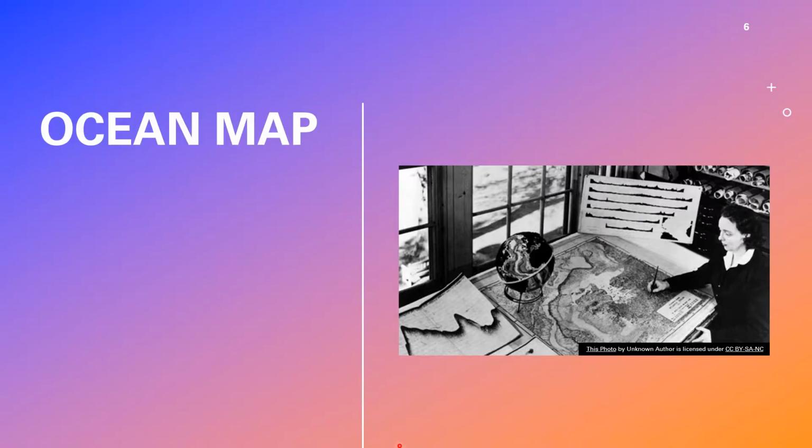Here is an example of a seafloor map that Marie Tharp created. She would use black ink and pen to create these maps. On the side of her are the two-dimensional profiles that she would read and use to create these three-dimensional maps.